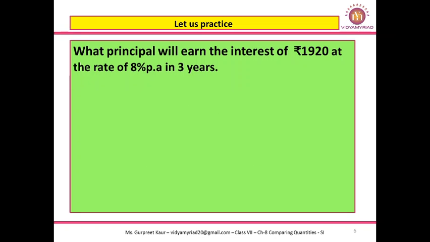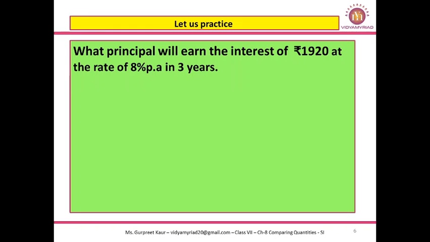Next question. What principal will earn the interest of rupees 1920 at the rate of 8% per annum in 3 years? Now here if you see, the question is asking what principal. That means we don't know the principal. Principal will be question mark. What is this 1920? This is the interest.